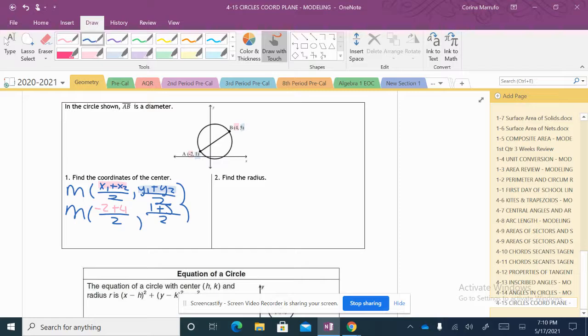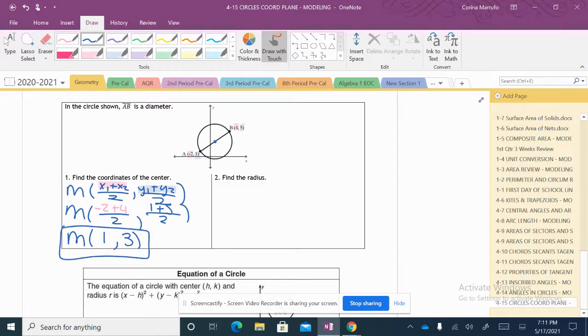Okay, so for our midpoint, or the center of our circle, -2 plus 4 gives us 2 divided by 2 is 1. Here, 1 plus 5 is 6 divided by 2 is 3. So if I were to graph it, (1, 3) would be about right here. So that's the coordinate of the center.